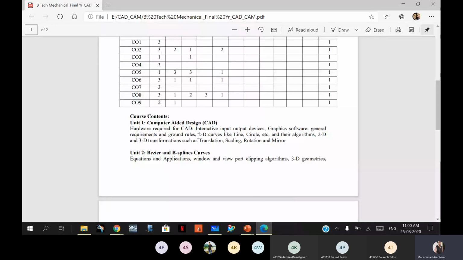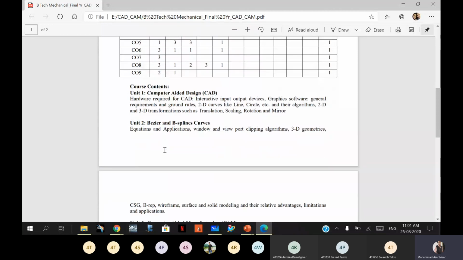Then we have seen various algorithms for 2D curves like lines and circles, how circles are drawn in computer graphics, what their algorithms are, then the problems related to lines and circles. Then we have seen the 2D transformations and their types: translation, scaling, rotation, and mirror. Then we have seen some problems over this also. So in the next unit, that is Bezier and B-spline.